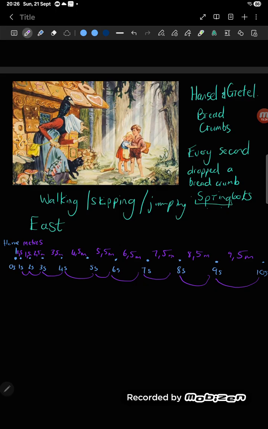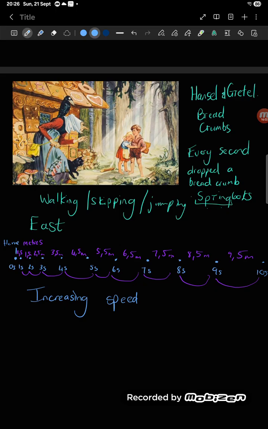Describe the movement. Number one. Well, let's just say it. What's the movement of Hansel and Gretel at the beginning of their journey between 0 and 10 seconds? Well, you've got it. They were increasing their speed. So they were going at 0.5 meters per second, then 1.5, then 2.5, then 3.5, and they were increasing their speed.